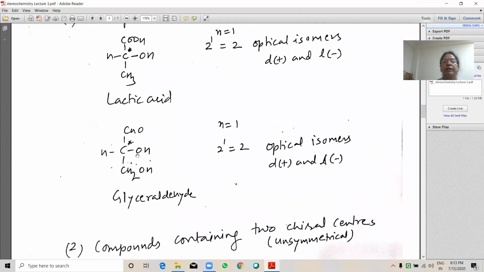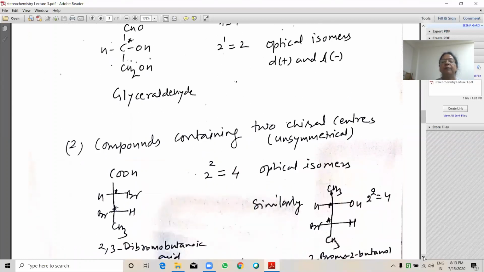Glyceraldehyde also contains one chiral carbon. 2 raised to 1 equals 2 optical isomers, dextro and levo. Compounds containing two chiral carbons or chiral centers and unsymmetrical, meaning the environment is unsymmetrical. Here is the acid group, and here is methyl. 2,3-dibromobutanoic acid. So its formula is 2 raised to 2, which is equal to 4. So it has 4 optical isomers.